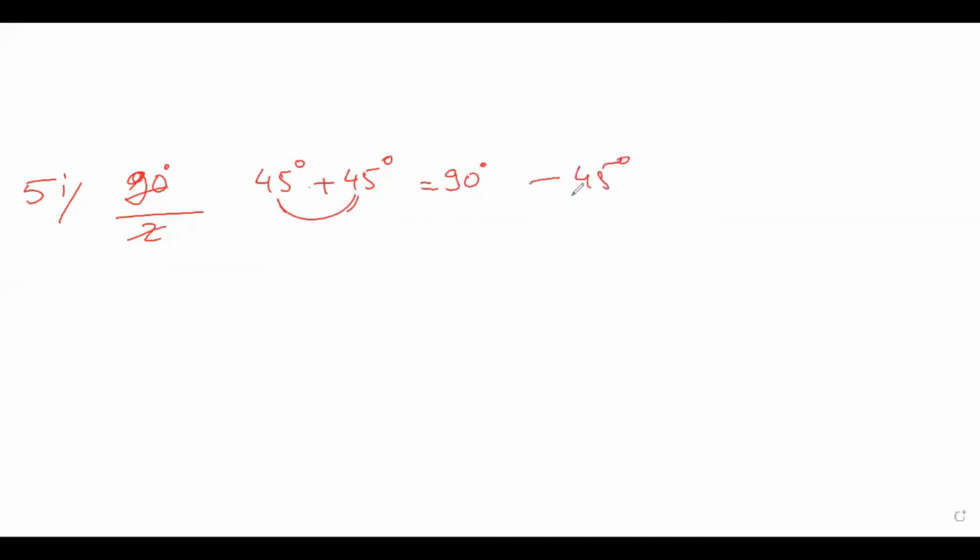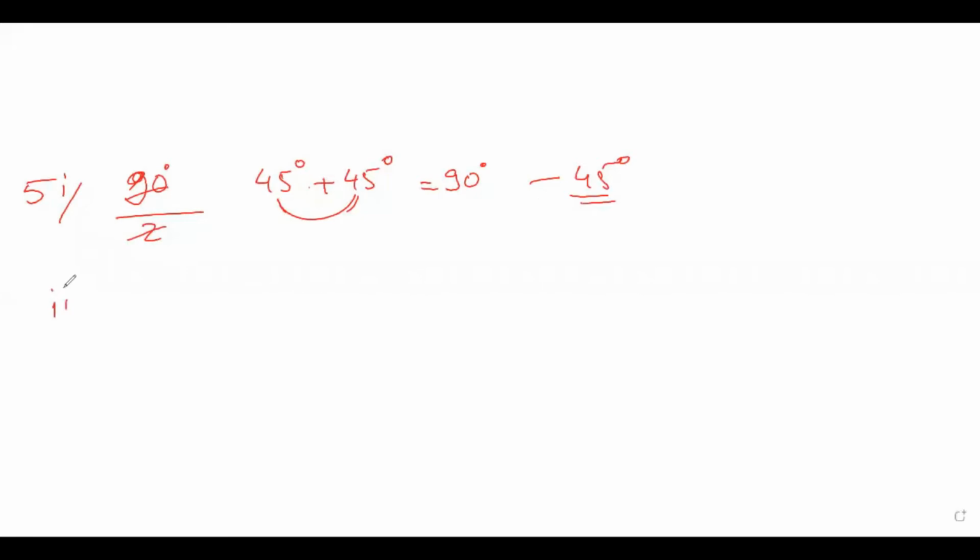Now come to question number 5, part 1. It is given, find the angle which is equal to its complement. Equal to its complement, that means the complementary angles, the sum of complementary angles is 90 degrees. So equal to its complement means we have to divide it by 2. That means 45 degrees. So 45 degrees is the angle which is equal to its complement. If we add 45 and 45 degrees, we will get 90 degrees. So the answer will be 45 degrees.